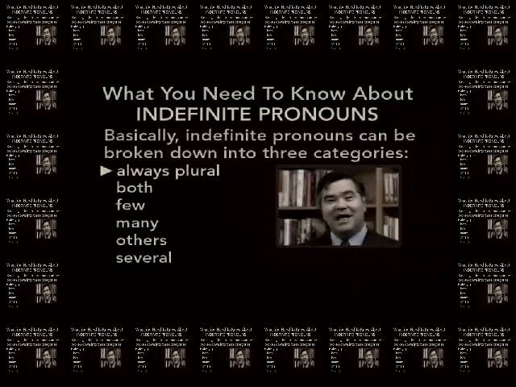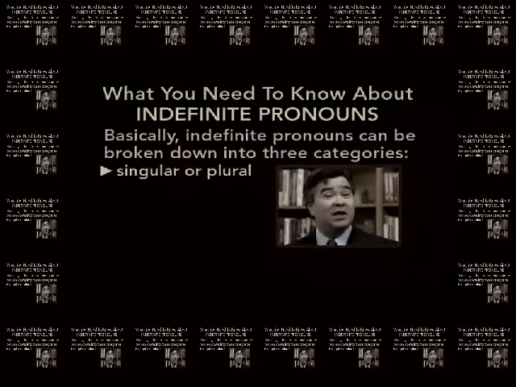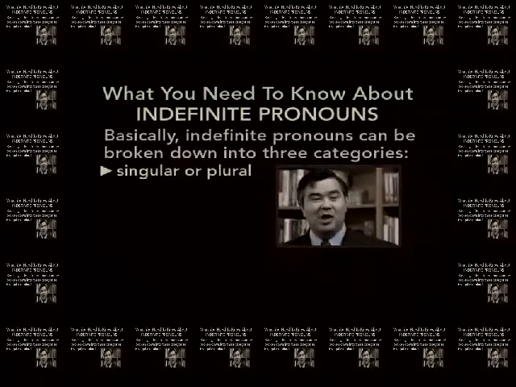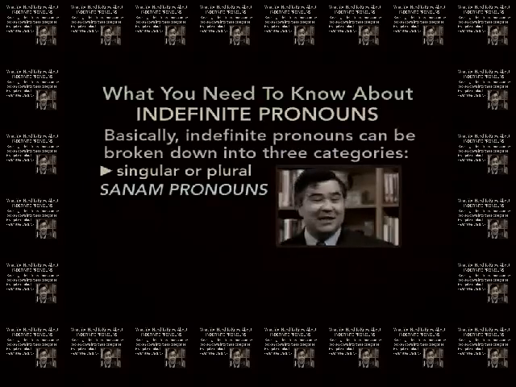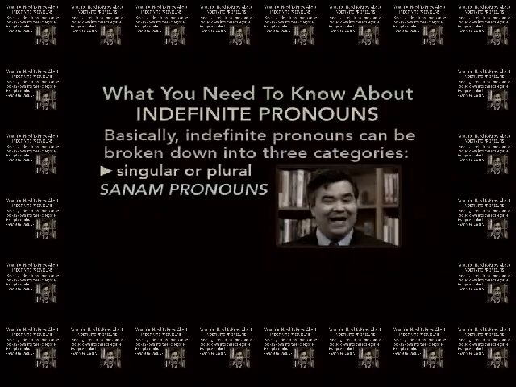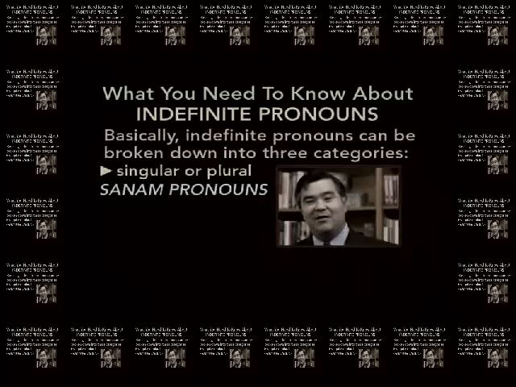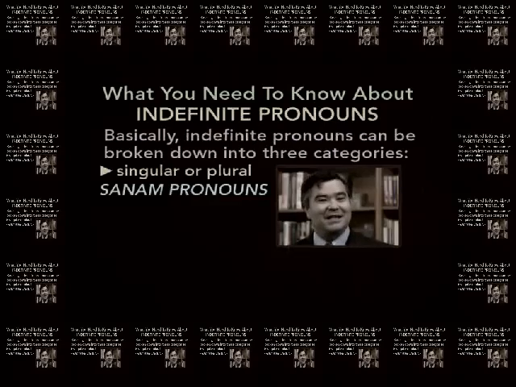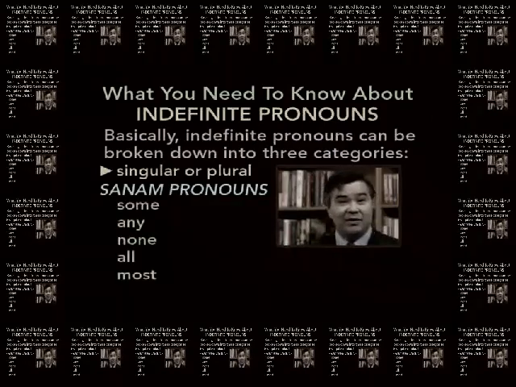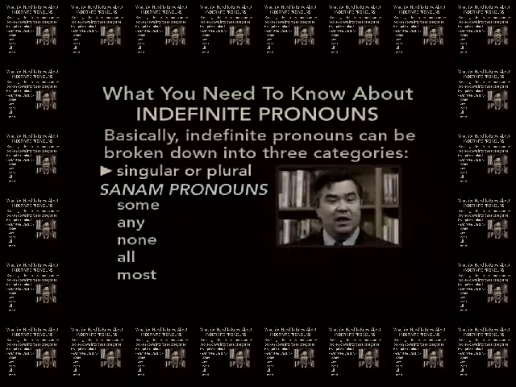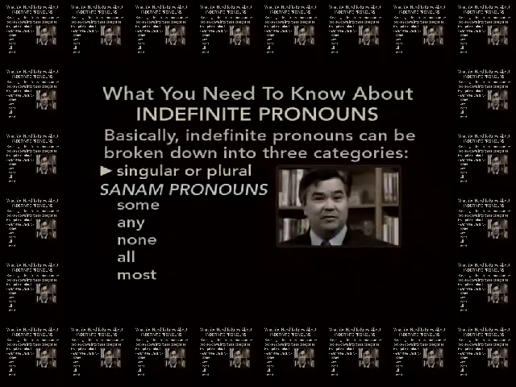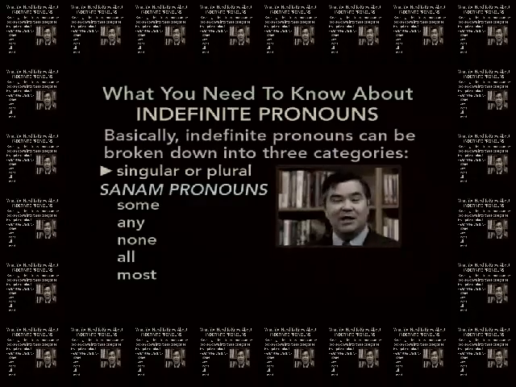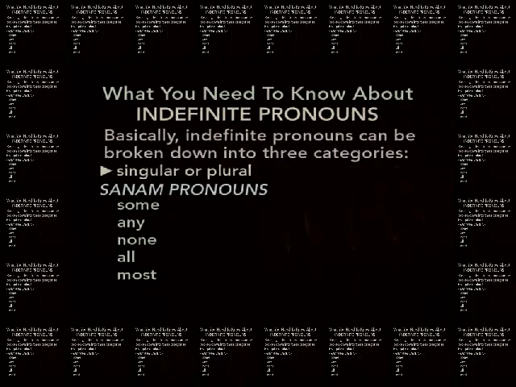Now here comes the tricky bit. There are 5 pronouns which may be either singular or plural, depending on how they're used. We call these the SANAM pronouns, simply because those letters, S-A-N-A-M, are an acronym that reminds us of the 5 pronouns that are involved, because each of those letters is the first letter of one of the indefinite pronouns that fits into this category. The 5 SANAM pronouns are some, any, none, all, and most. These 5 pronouns, the SANAM pronouns, may be either singular or plural, depending on how they're used. Take a look at these 2 sentences.